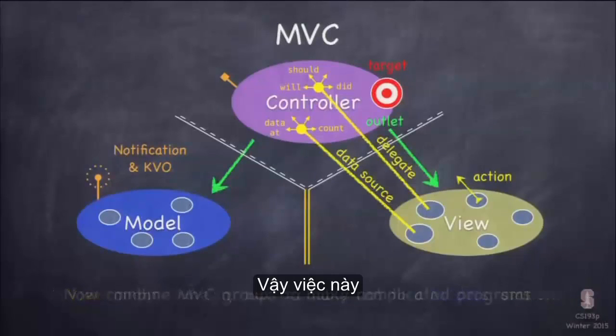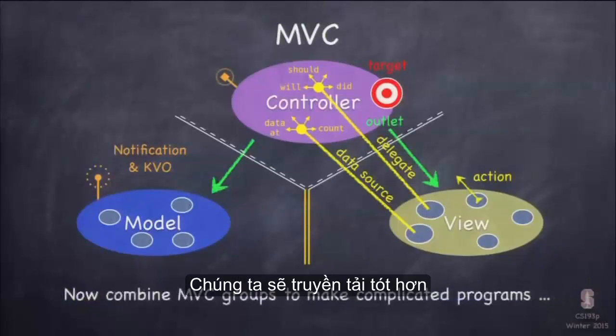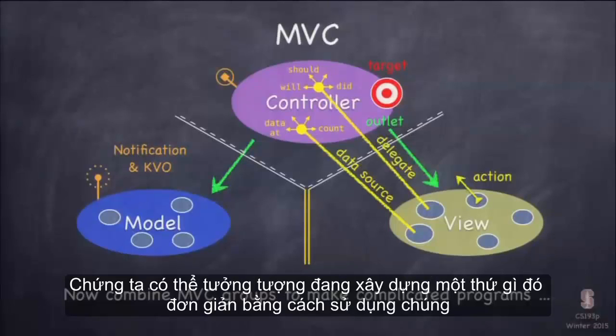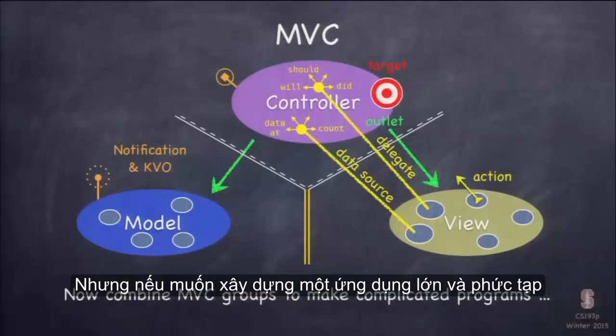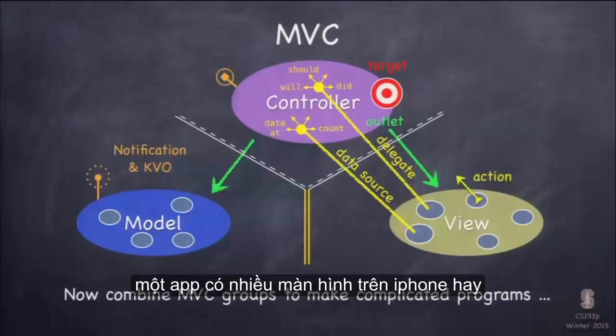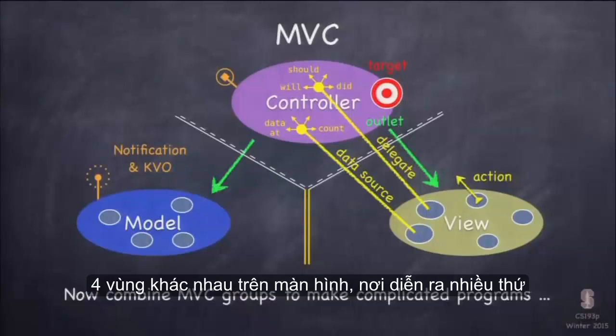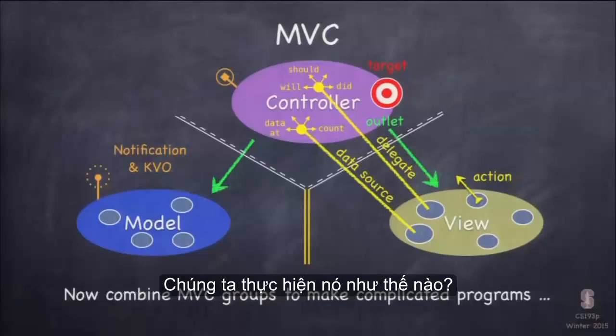All right, so we have all this nice communication and all these rules. And we can imagine building something simple using this. But what if we want to build a big complicated app? An app that has multiple screens on our iPhone or on an iPad. It's got 3 or 4 different areas on screen where things are happening. How do we do that?